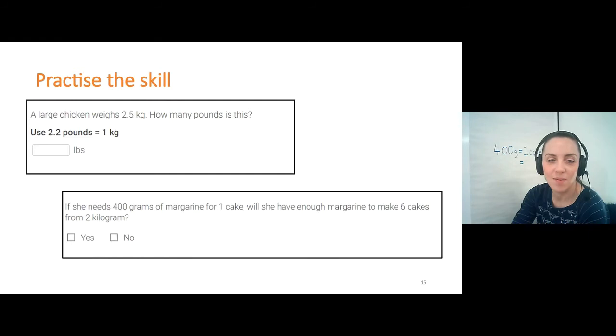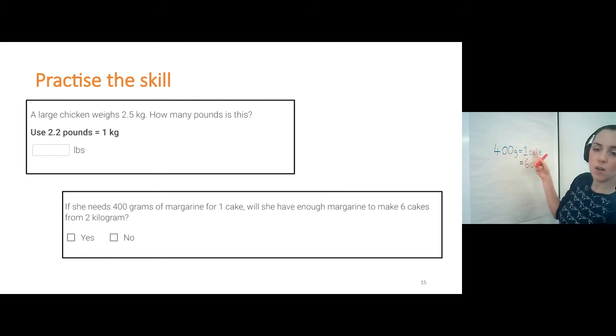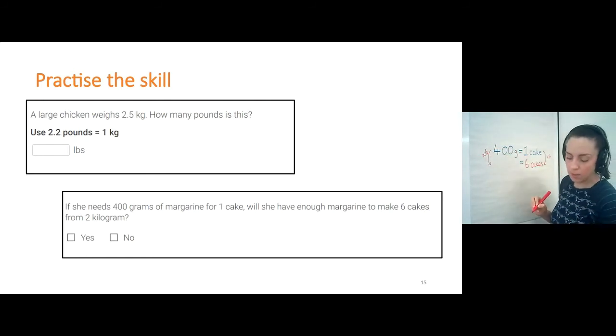Well done, everyone. You're doing really well with this. So she's going to make 6 cakes. If it takes 400 grams of margarine to make one cake, we need to figure out how many grams of margarine it will take to make 6 cakes. So we've increased the amount of cakes we have sixfold, by 6 times. Going from 1 to 6 is 6 times bigger. So we'll do exactly the same to this side. It's 6 times bigger.